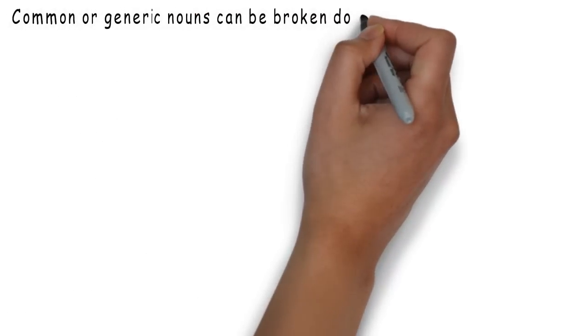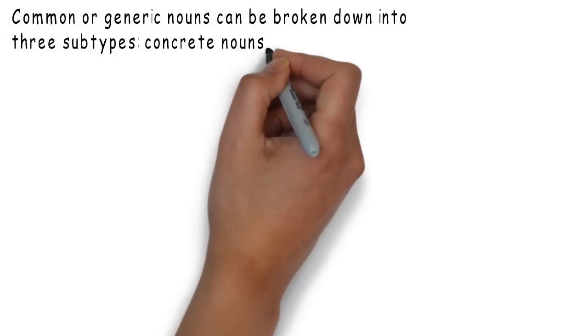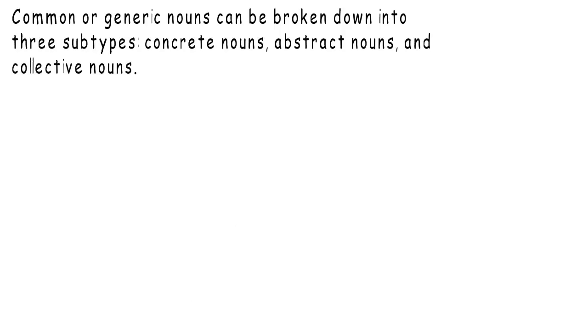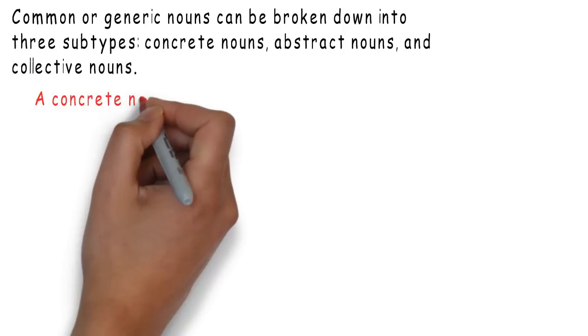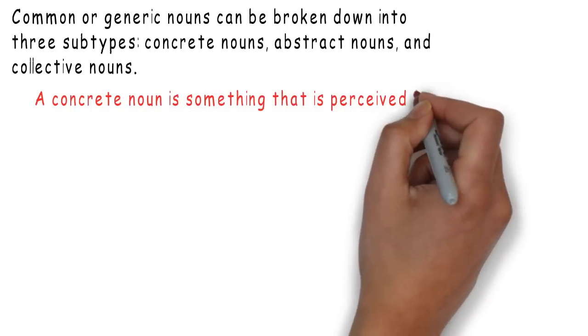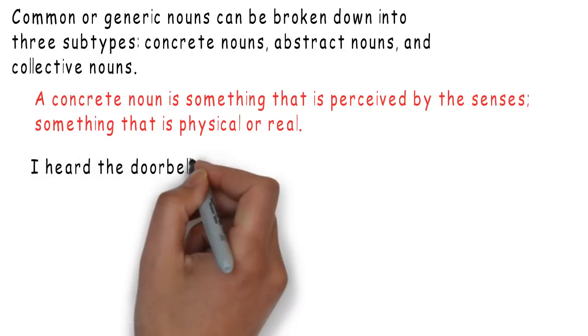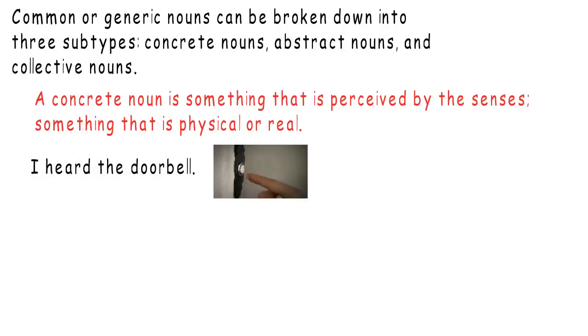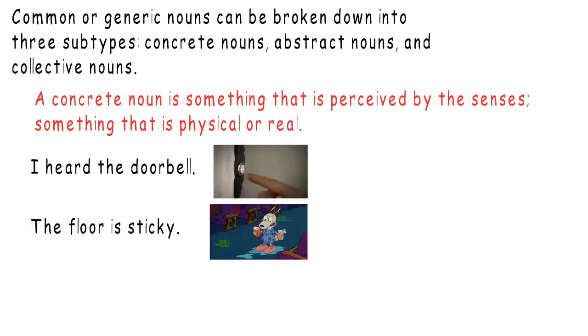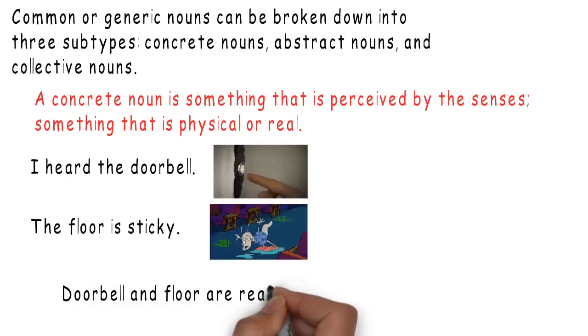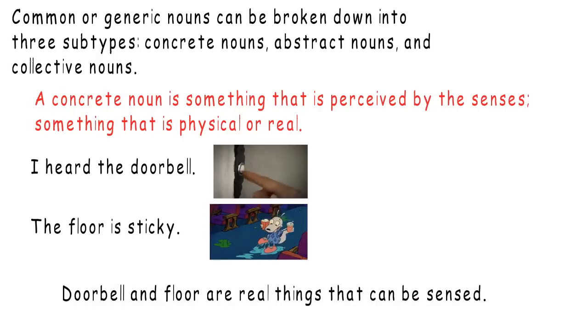Common or generic nouns can be broken down into 3 subtypes: concrete nouns, abstract nouns, and collective nouns. A concrete noun is something that is perceived by the senses, something that is physical or real. I heard a doorbell. The floor is sticky. Ugh. Doorbell and floor are real things that can be sensed.